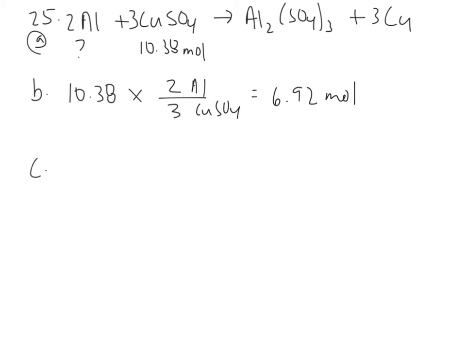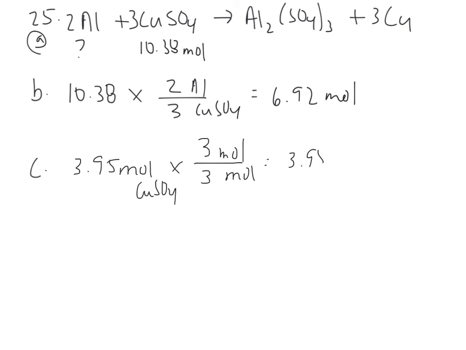Part C wants to know how many moles of copper are produced if 3.95 moles of copper sulfate react with the aluminum, so assuming that's our limiting reactant. So this is CuSO4. They want to know copper, and I see it's a 3:3 ratio. So I can also expect 3.95 moles of copper.